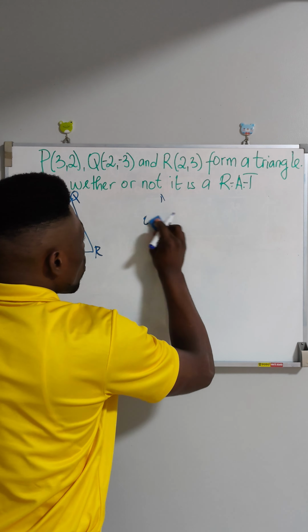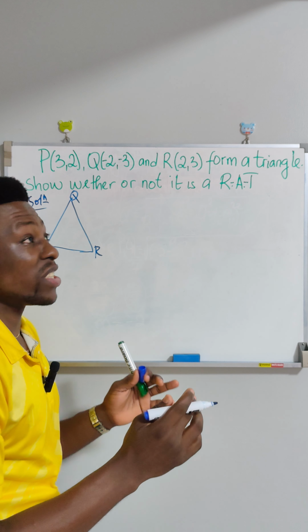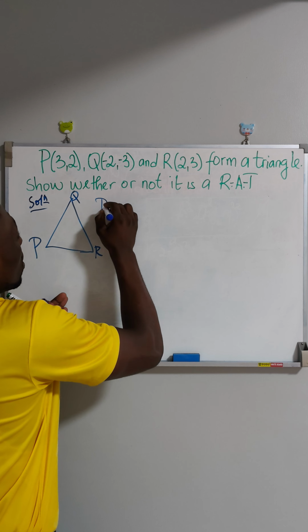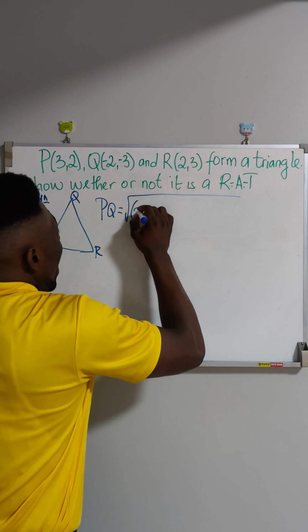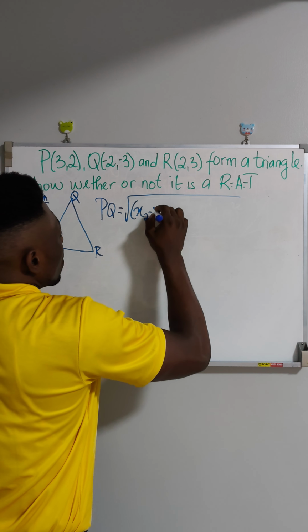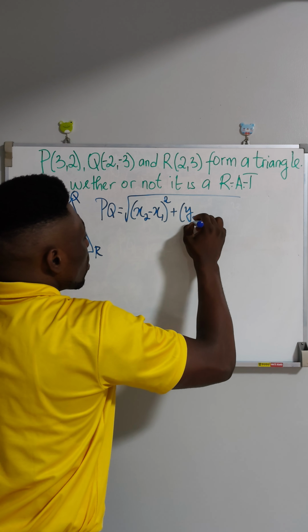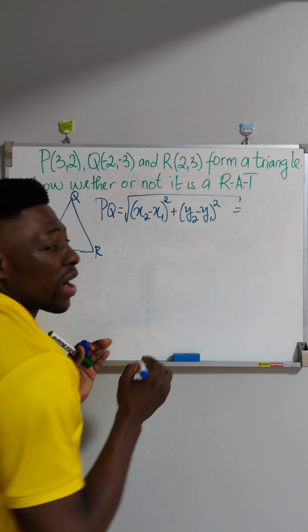So we will use the formula for calculating the distance between 2 points or between 2 coordinates, which says that for a point like P and Q, the distance is equal to the square root of the x-coordinate of the second point minus the x-coordinate of the first point all squared, plus the y-coordinate of the second point minus the y-coordinate of the first point, again all squared.